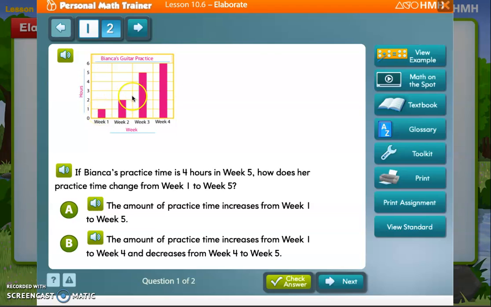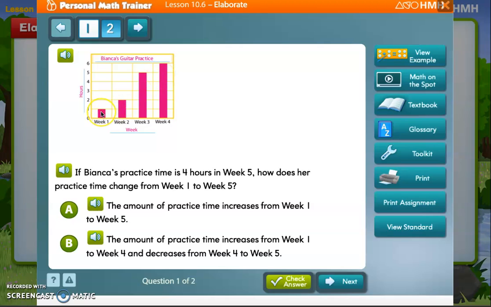from week 1 to week 4, her practice time increased every week, right? So she started off at 1 hour on week 1. Then week 2, she went to 2 hours, which is more than 1. Then on week 3, she went to 5 hours, which was more than the 2 hours she did on week 2. And then week 4, she did 6 hours, which was even more than the 5 hours she did in week 3. But then in week 5, she only did 4, which is less than what she did in week 4, which was 6.